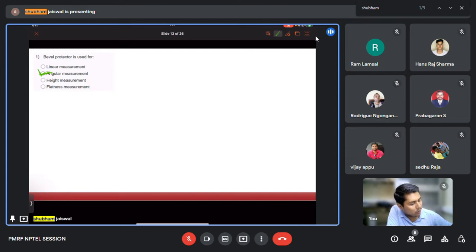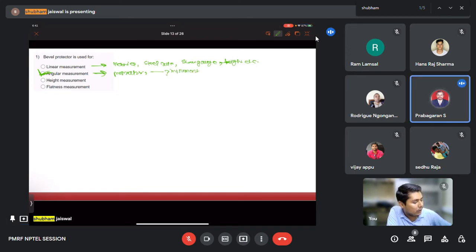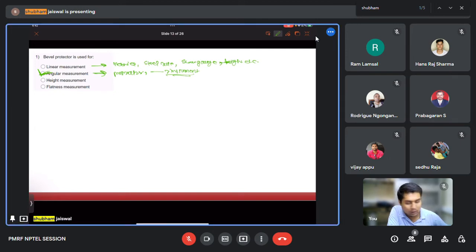For linear measurement, we generally use vernier, steel rule, screw gauge, or height gauge, etc. But for angular measurement, we use protractors. These are the 7 instruments that I listed earlier in the beginning. So for angular measurement, we use the bevel protractor.